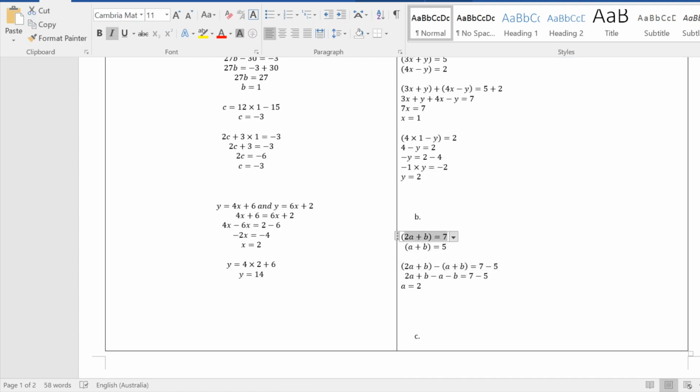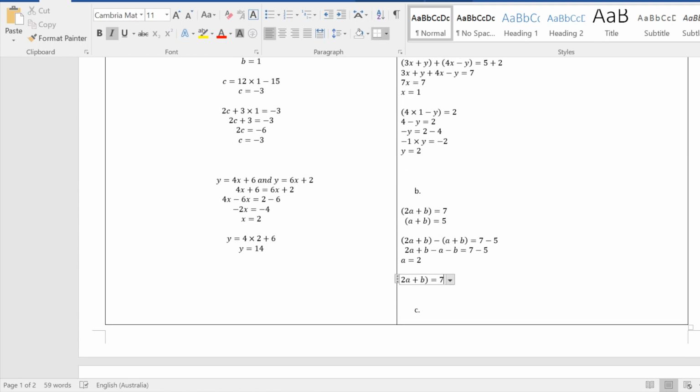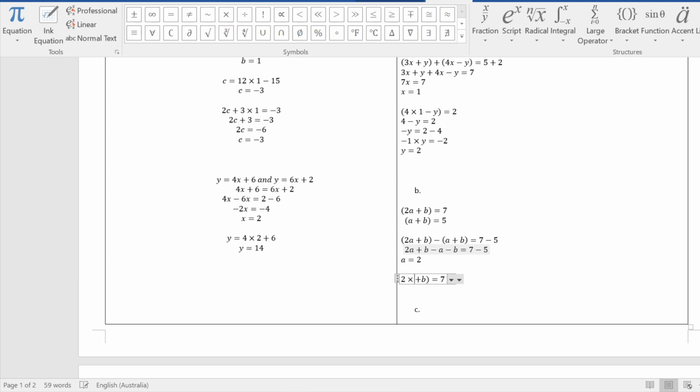This time I'll use the top equation. Okay, it doesn't matter. If you want to use the shorter one, go for it. As long as you follow the math rules, you won't have a problem. Here, I'll speed it up a little bit. It's going to be 2 times 2 plus b is equal to 7.